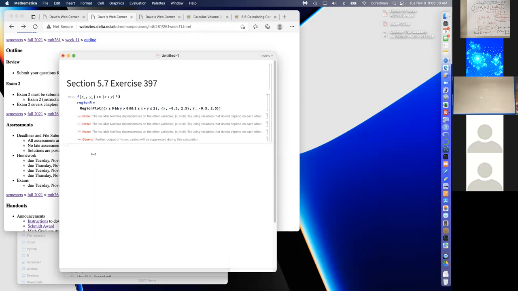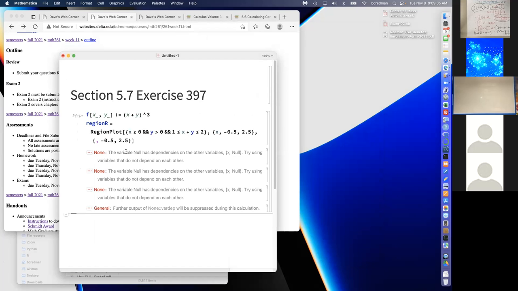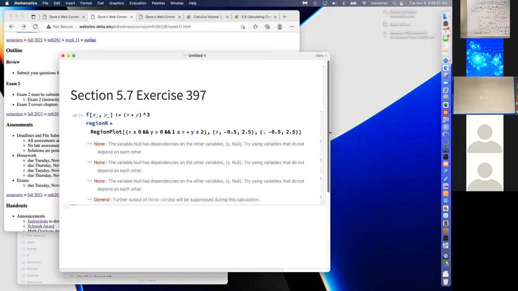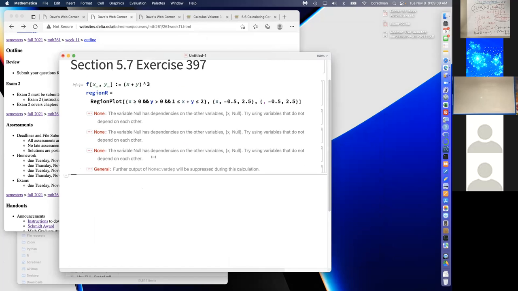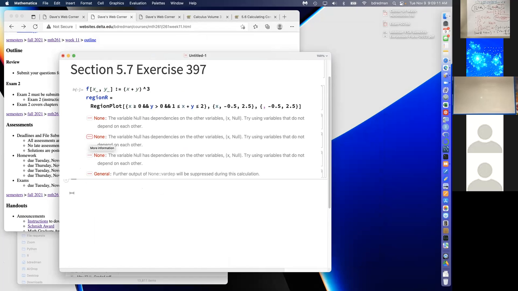So I typed in the function. Now I'm going to make this larger for you. I typed in the function and I could decode these error messages, but first let me see if it just understands, if it's just awake. What's f of 2 and 3? Okay, I haven't executed this function right here. I've defined it carefully. I reserved the x and y, delayed evaluation.